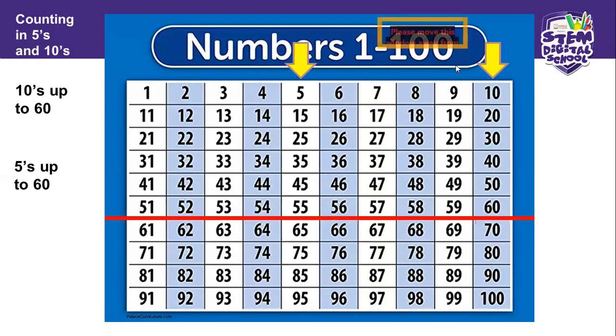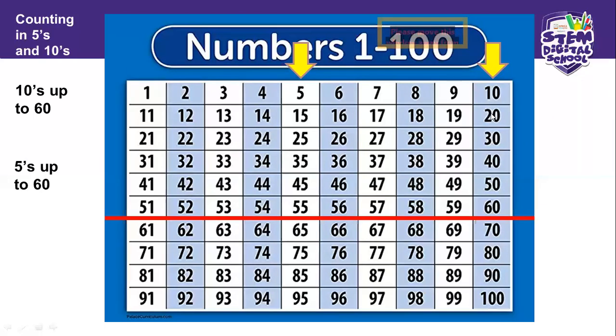10. 5 more is 10. Okay. And then 5 more from 10: 11, 12, 13, 14, 15. That's correct. The next number is 15. 5 more from 15: 16, 17, 18, 19, 20.